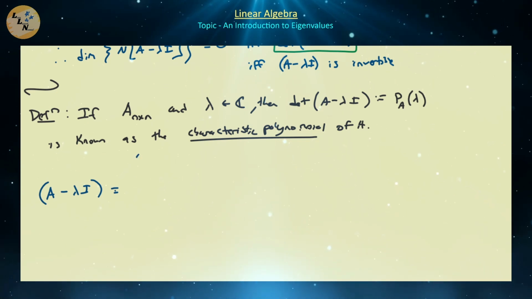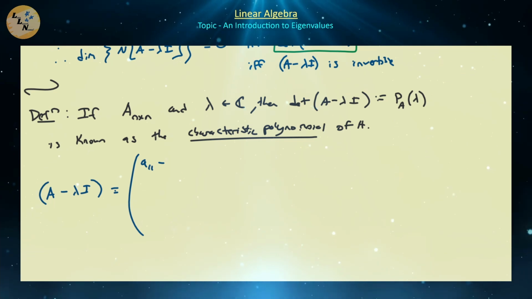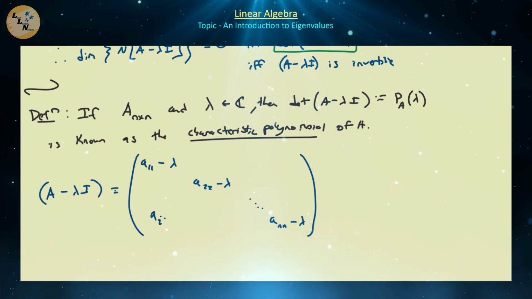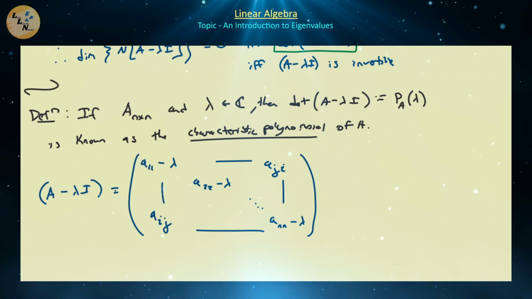If we looked at that in expanded form, we're going to have, for example, a11 minus lambda, a22 minus lambda, all the way down to ann minus lambda on the diagonal entries, and then we're going to have our aij's and our aji's floating around this diagonal, and they're not going to be changing. So if we look at the determinant of this matrix, if we, for example, expand across any row or any column, then we're going to get a polynomial with respect to the variable lambda, where these ajk's are a bunch of our coefficients.